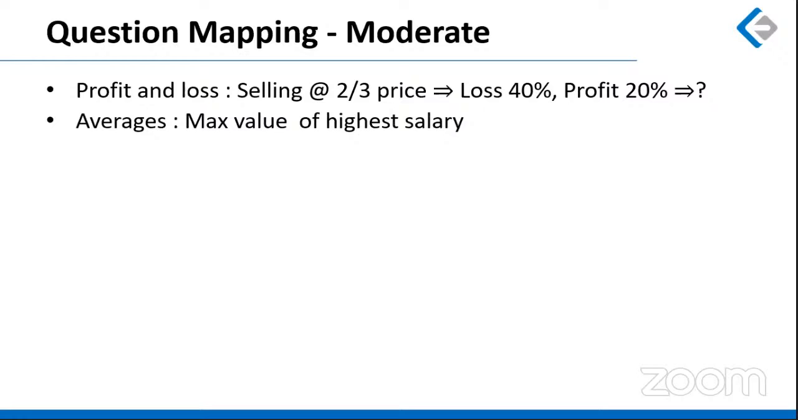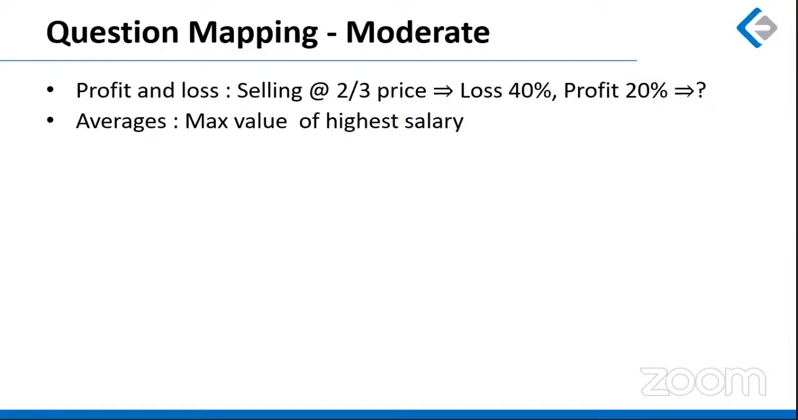A question based on average, where we had to find out the maximum value of the highest salary. This is a question where the mean of 7 values was 6, so the addition comes out to be 7 times 6, which is 42. The highest value was given, which was 12, and the mode was also given. The mode is an observation which occurs multiple times in the data set. So that was 9.